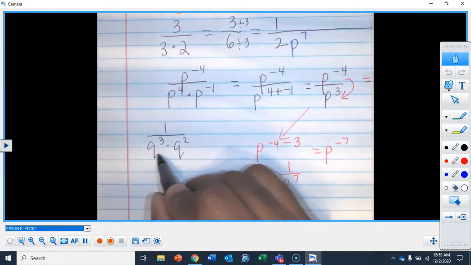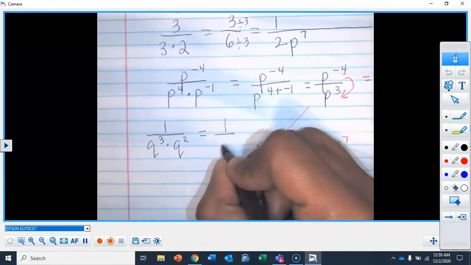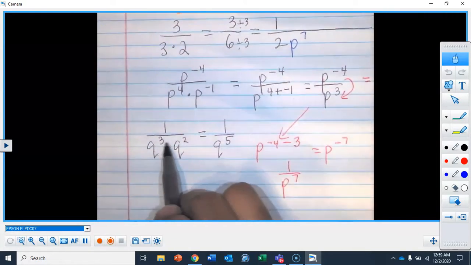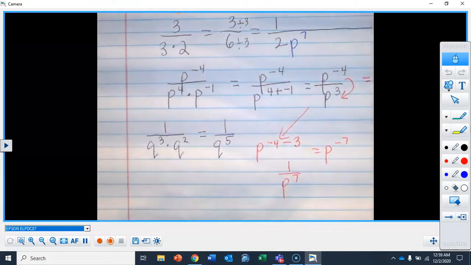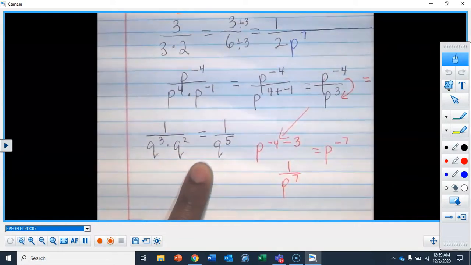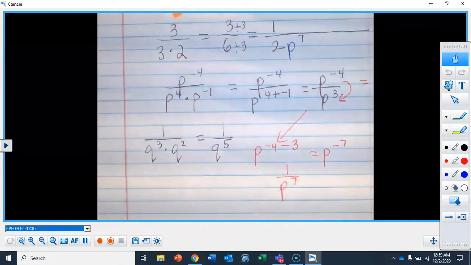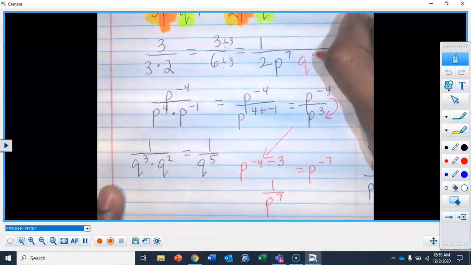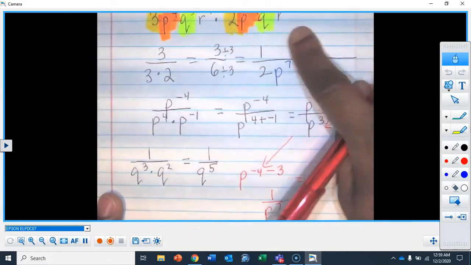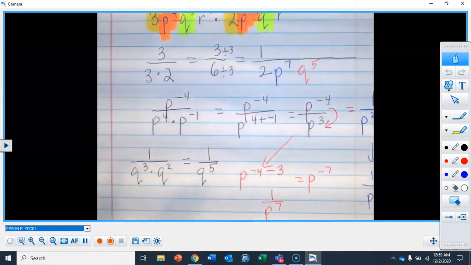So now right here, we're just going to do addition. So we're going to do 1 over, and this is Q to the 5th power. 3 plus 2 is 5. And so what does that mean? Q is in the denominator to the 5th power. So I'm going to come over here and put Q to the 5 at the bottom. You don't need to write the 1 again. Okay? It's okay. All right, last one.